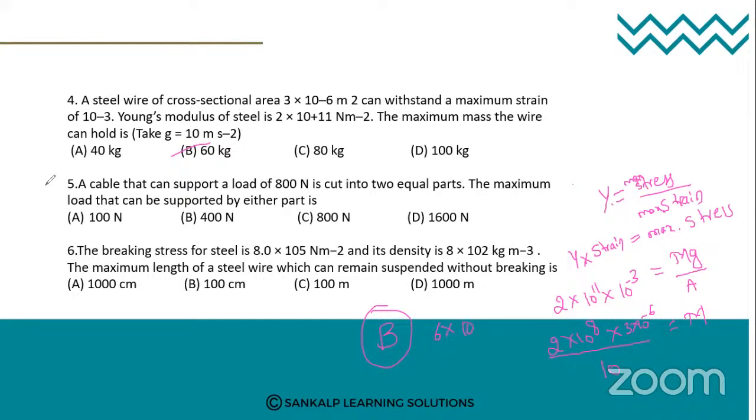Go for question number 5, students. A cable that can support a load of 800 Newton. Load, you can consider it as force. The load of 800 Newton is cut into 2 equal parts. So whatever the load is there, this load can be cut into 2 equal parts. What is the maximum load that can be supported by either part?